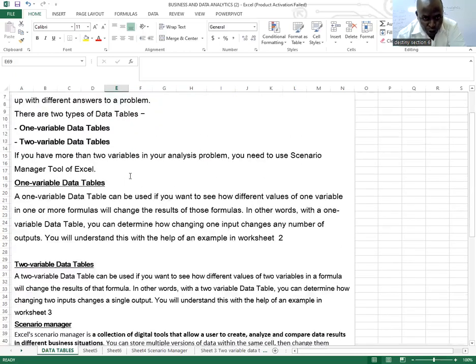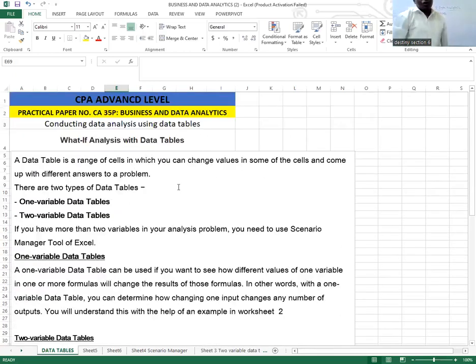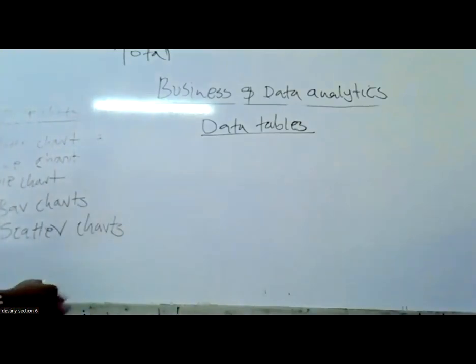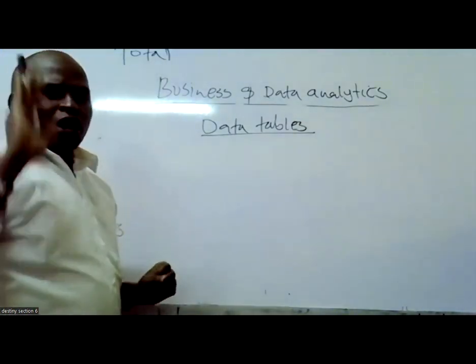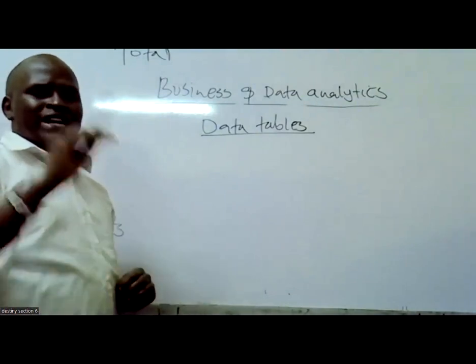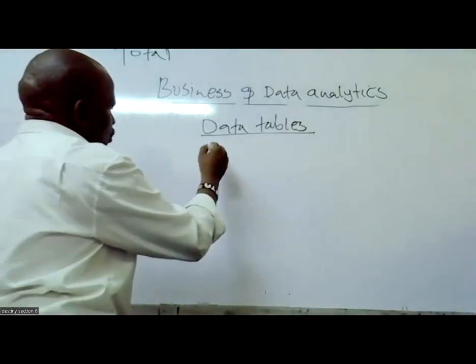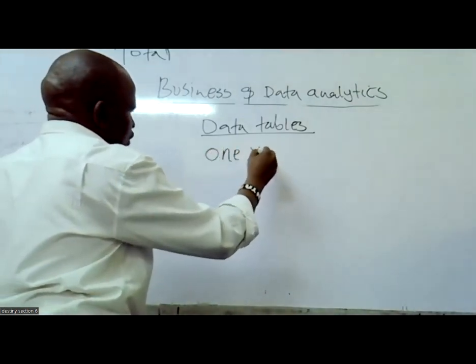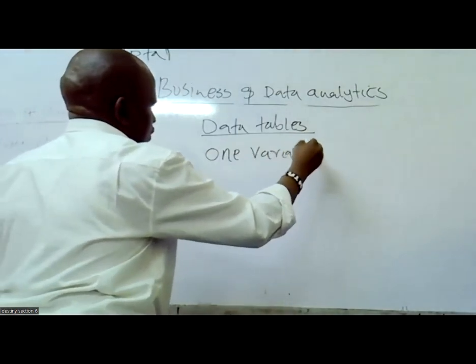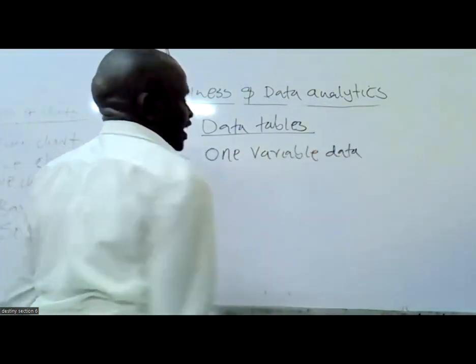Let us go back to now the data tables. So what is a data table, students? So what is a data table? So you find that this data table, we have two data tables. Under the data table, we have one. We can call it a one variable data table. That is one.